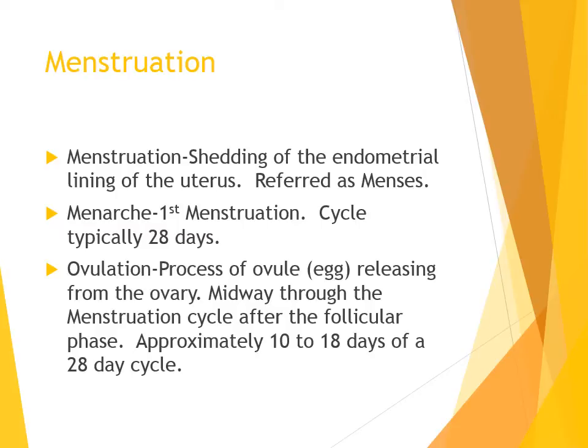During that 28-day cycle, a woman should ovulate 10 to 18 days. It's generally midway through the cycle, right after the follicular phase. This ovulation is the process of the ovule or egg releasing from the ovary. The assessment will include menstrual irregularities, unexplained abdominal or vaginal pain, vaginal discharge, itching, sores, infections, rape, trauma, or pelvic injury, or any noted physical changes in the vagina, the cervix, or the uterus.